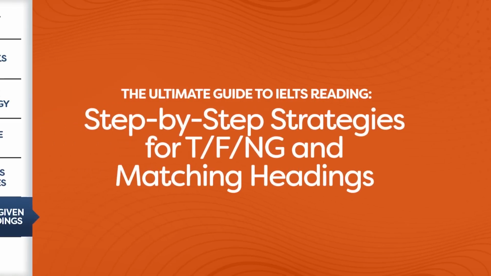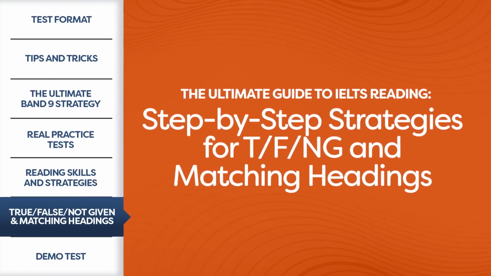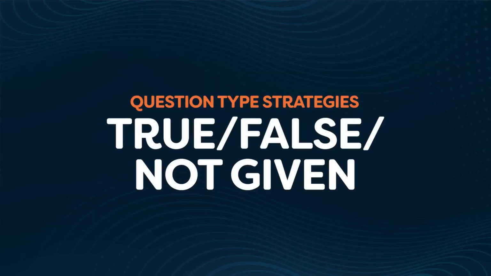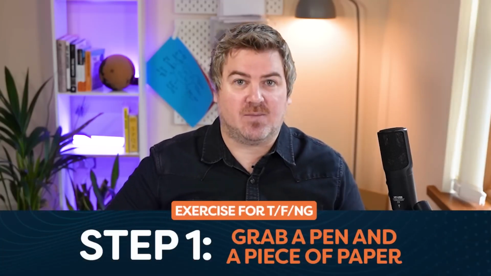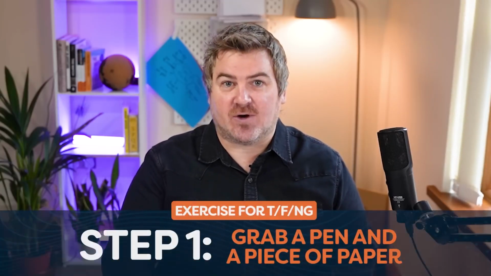Okay, so the most confusing part of true, false, not given is true, false, not given. A lot of students are used to true, false, and they have no problems with true and false questions. But once you throw not given in there, it can be quite confusing and quite difficult. So what I'm going to do is demonstrate a little technique that we teach our VIP students that will remove any confusion for you. So what you need is a pen and a piece of paper. I'm going to demo this first, and then I'm going to ask you to do it at home.